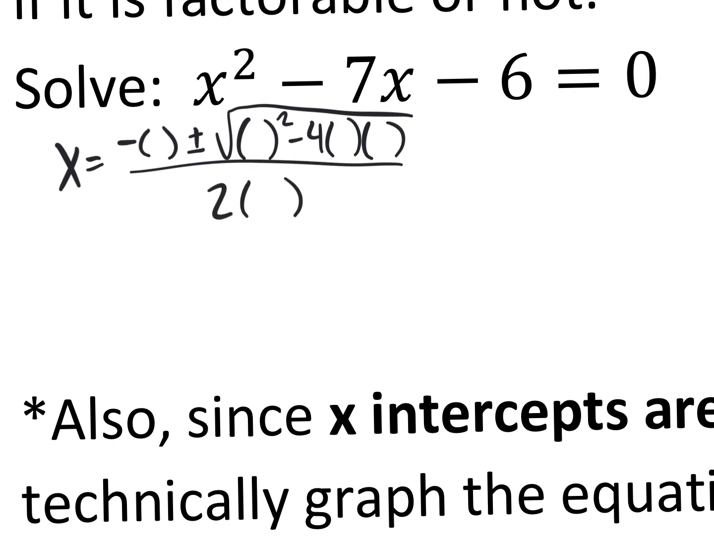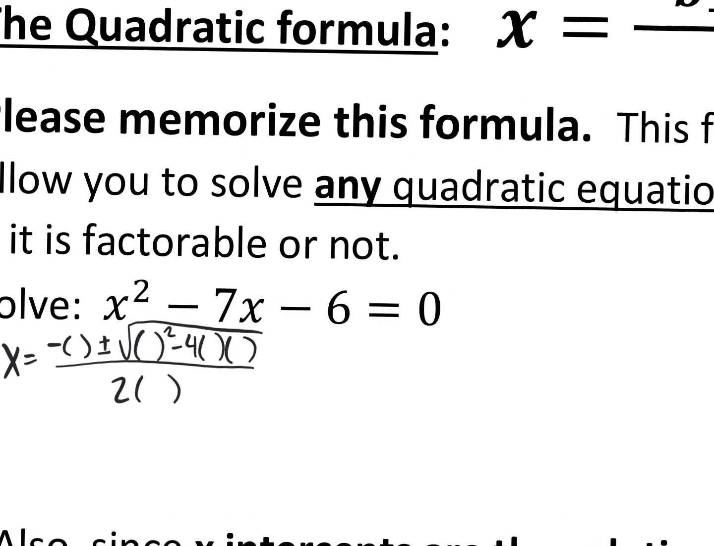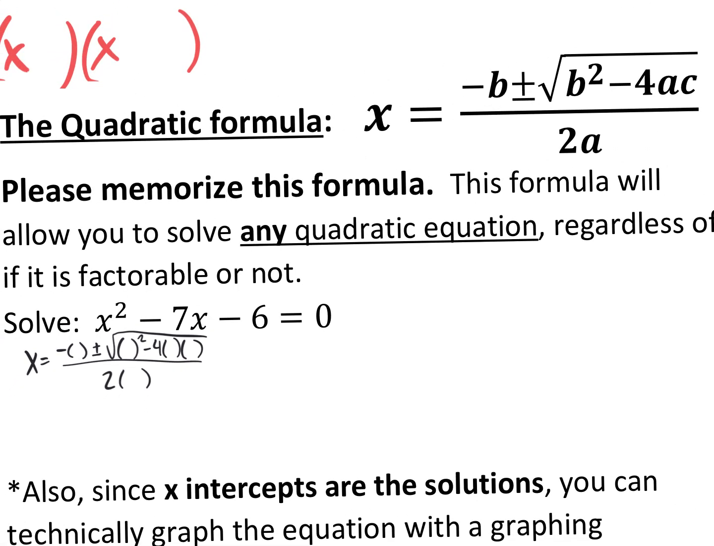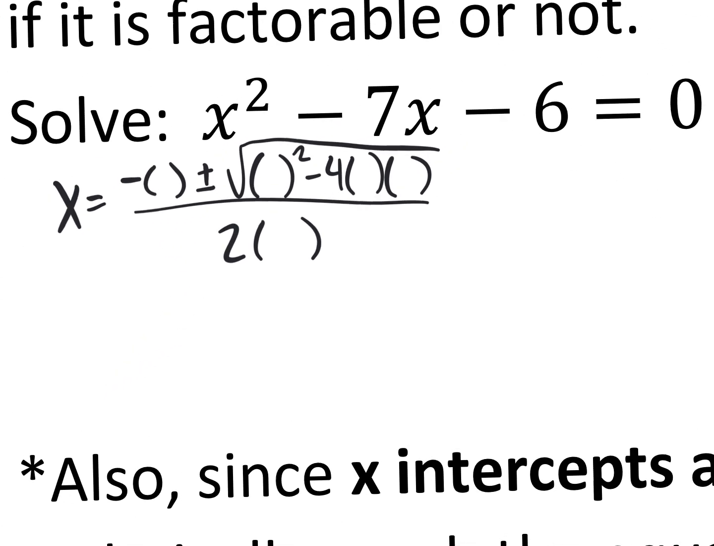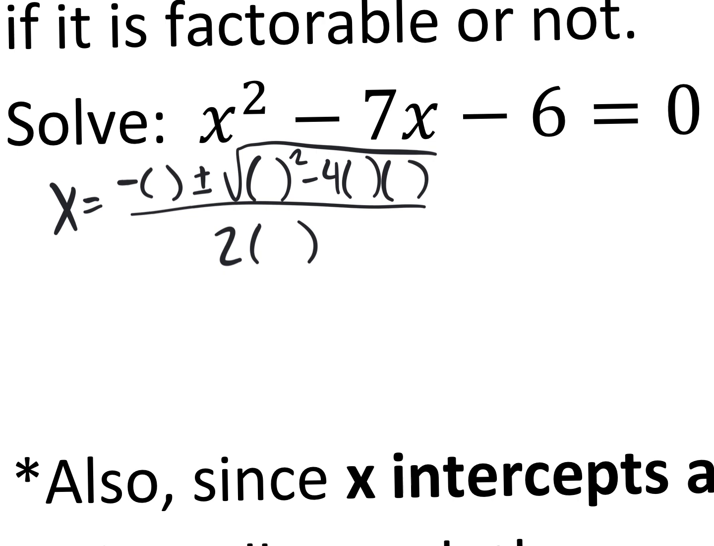If you're thinking, wait a minute, I don't have that memorized yet, okay, go ahead and look at it up here and rewrite it. But as you're writing it, replace the b with parentheses: negative parentheses, plus or minus the square root of parentheses squared minus 4 times parentheses, all divided by 2 times parentheses. You want to do that every single time you use the quadratic formula. You want to write it like this. That way you don't make mistakes.